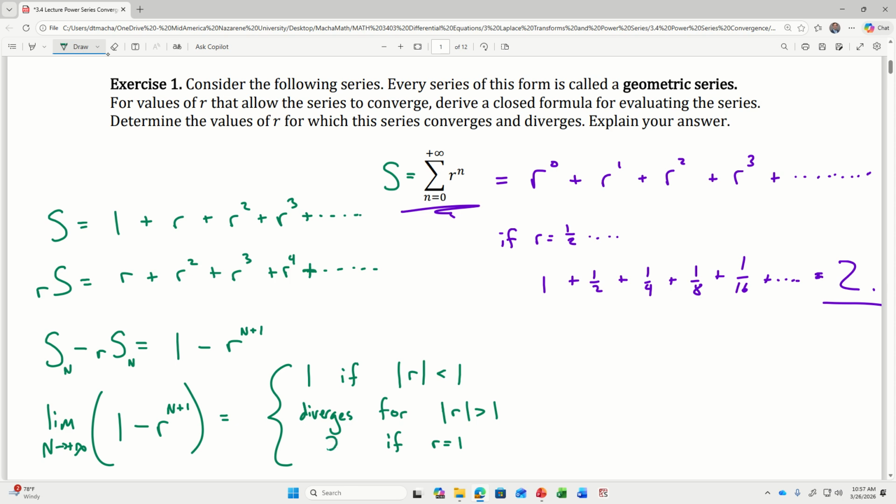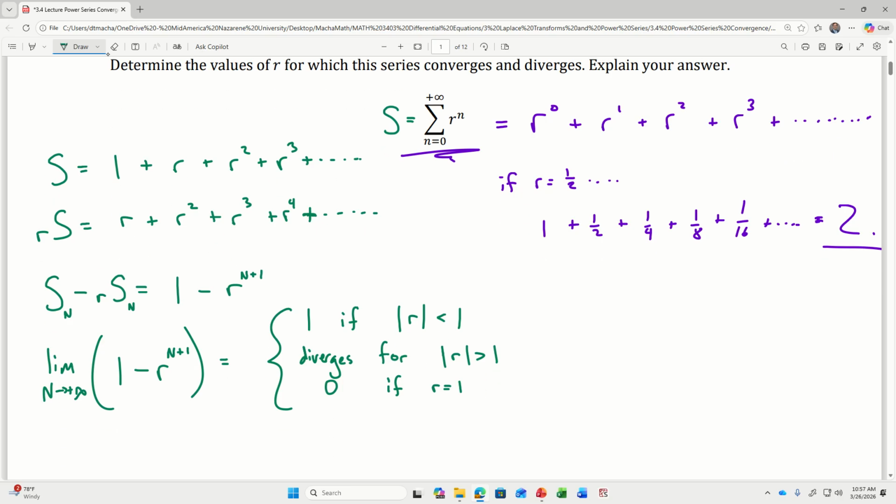Yeah, I guess so. And then what happens if r is equal to -1? Then it would diverge, right? Because it would oscillate between positive and negative sign. It would oscillate between 0 and 2.